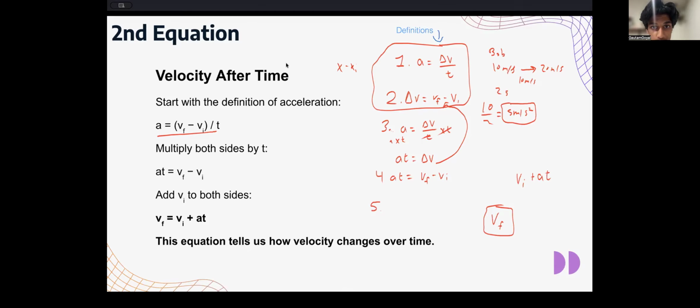Does this make sense to you guys? Yes. How did you get change? The change was just, Ethan, do you want to answer that in chat?